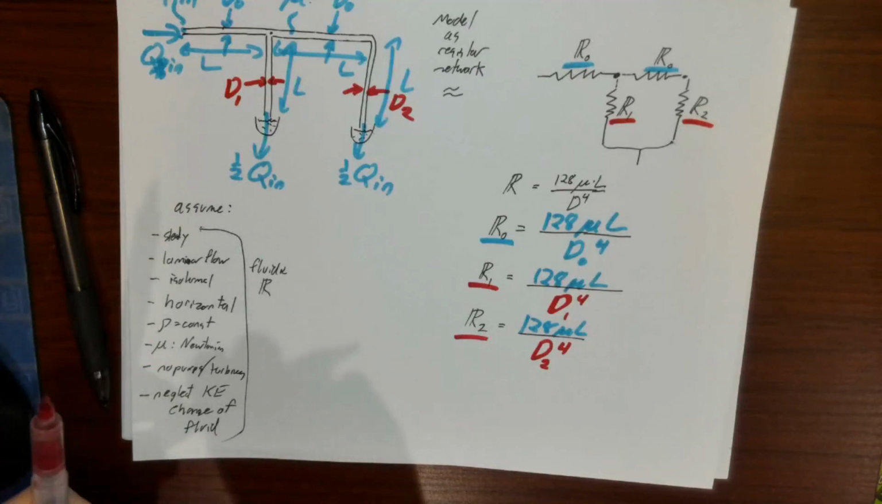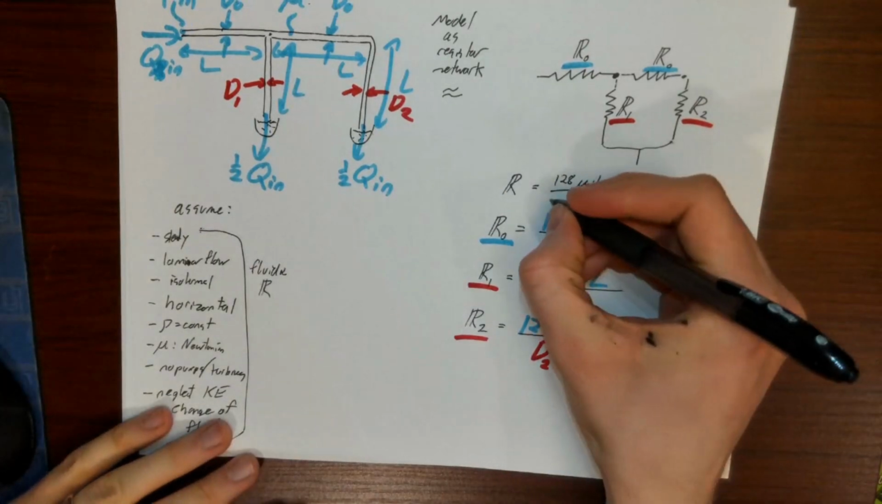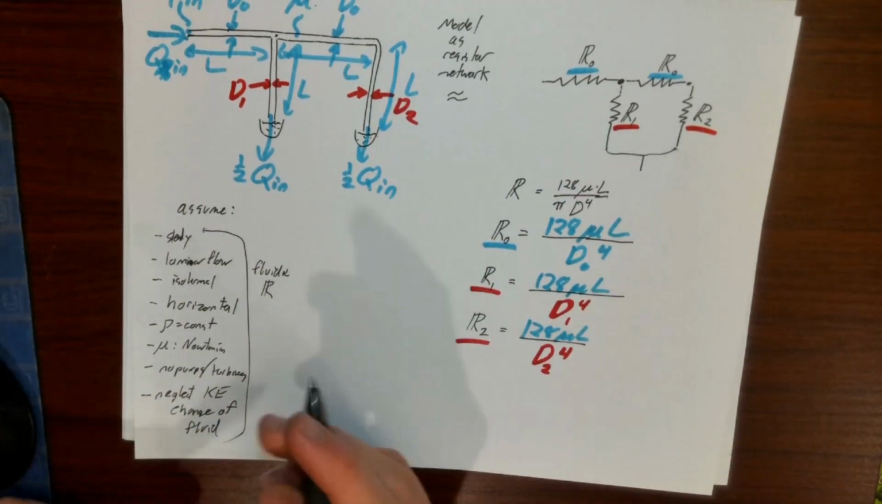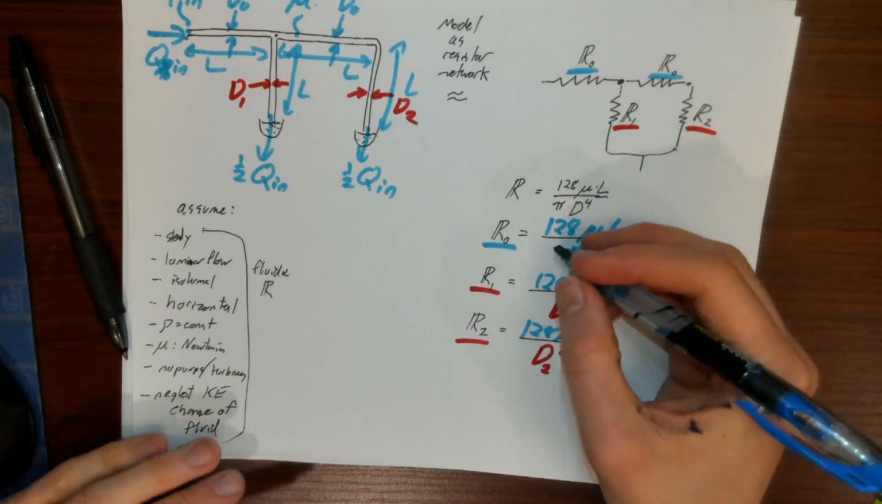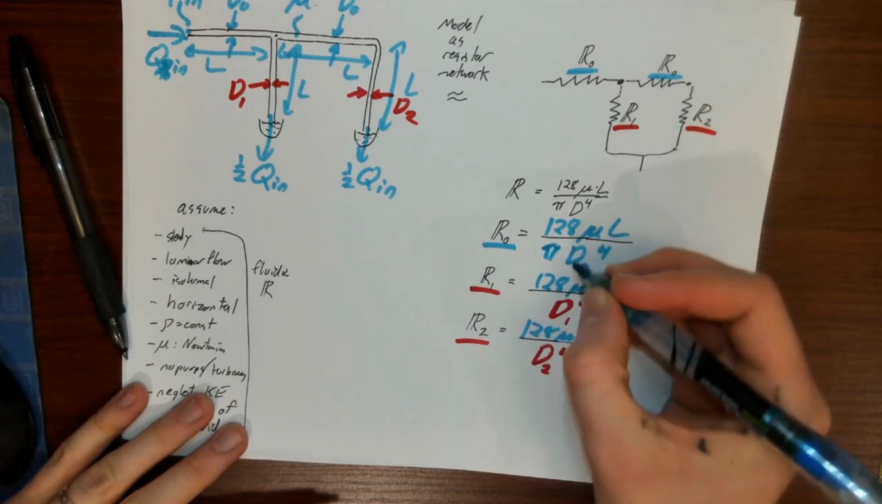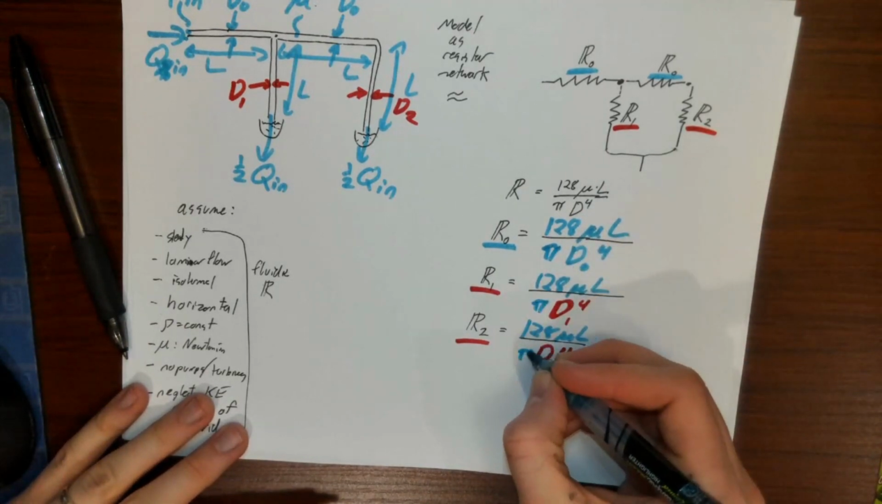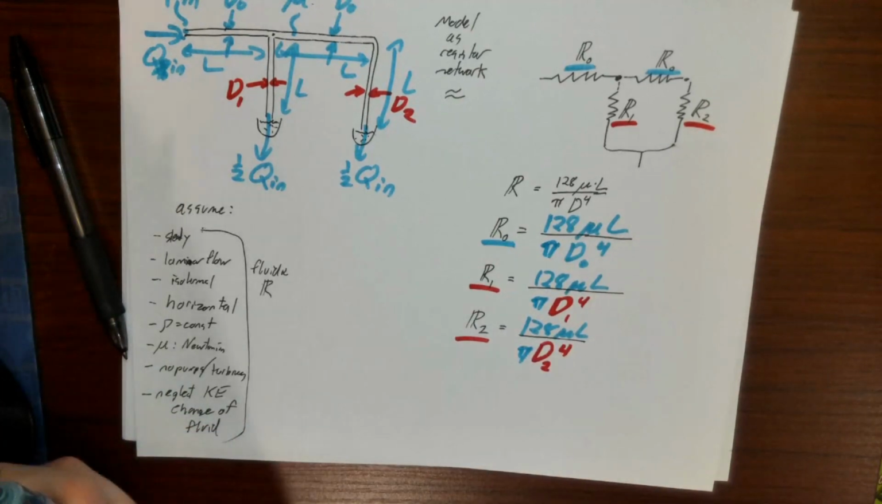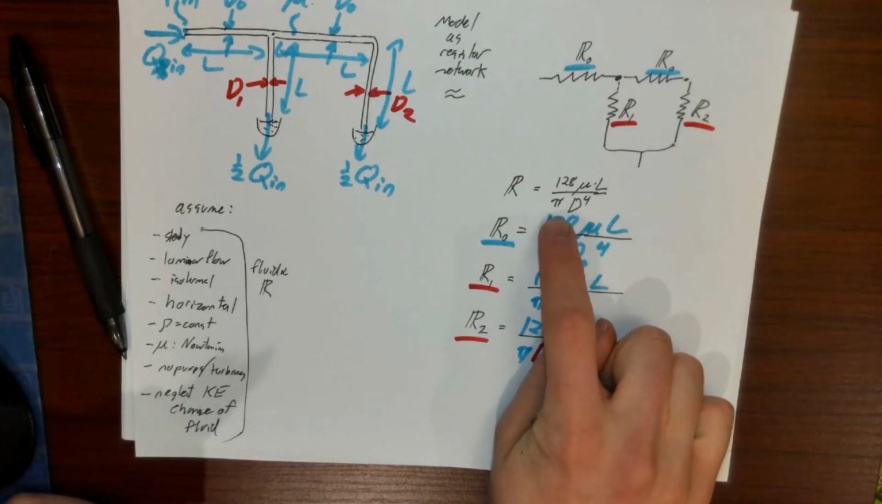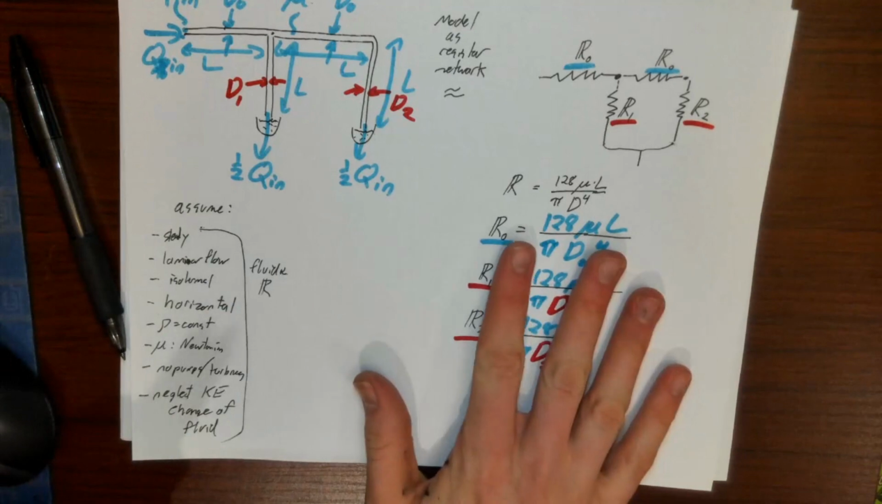Oh, I'm just looking back at my notes. I had the wrong formula right here. I forgot pi. How could you possibly forget pi? So I have pi in all these denominators right here. Whew, don't forget the pi. Okay, so what does this mean?